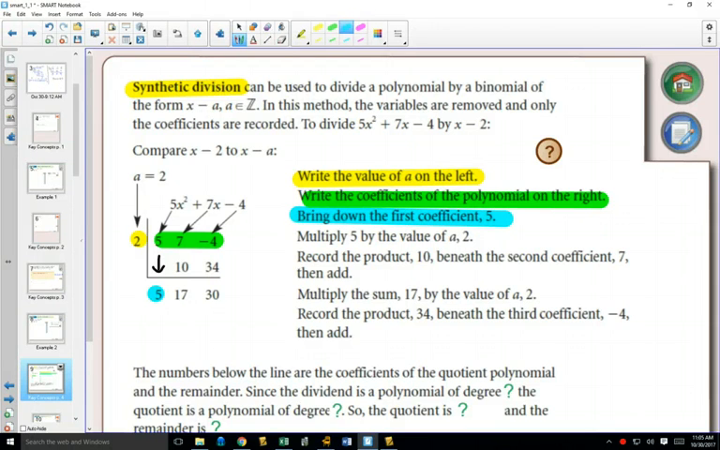And then it's a process of multiplying. So you'd multiply 2 by 5. That would get you 10. And then add. Now you get 17. So now you would take 2 times 17 and put that there, which is 34. And then add.